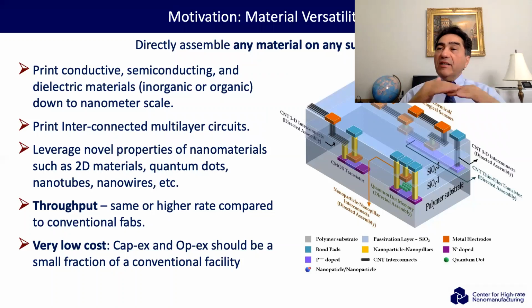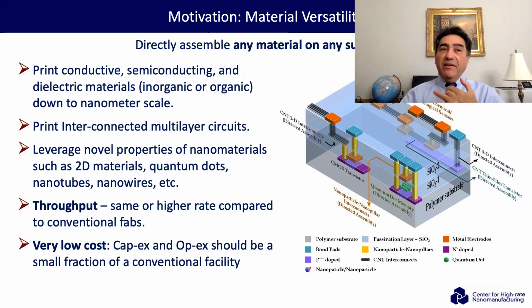We want to interconnect all these layers. These layers could be silicon, could be polymers, could be sapphire, could be any other material. We want to leverage the properties of nanomaterials, 2D materials, quantum dots, nanotubes, nanowires, any other new material. We should be able to take advantage of that. We want to have a process that lets us use that easily and integrate that easily into whatever electronics we're making. At the same time, we want whatever process to be high throughput.